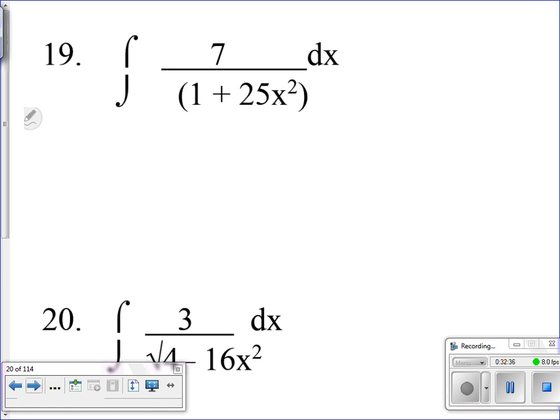So 19, you're probably tempted to let u equal 1 plus 25x squared. But if we did that, then du would be 50x, and we don't have an x up there. So that's your sign. This is going to be an inverse trig. But before I get ahead of myself, let me pull that 7 out front. That's a constant multiplier. So now up top, we just have the 1.